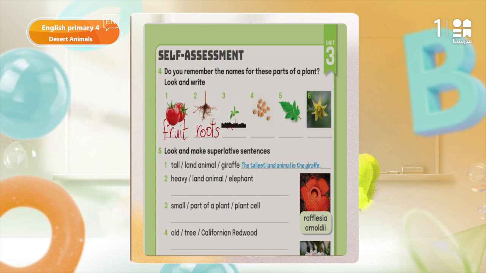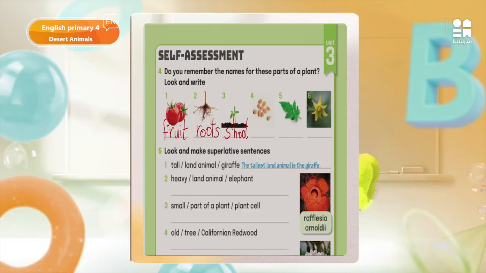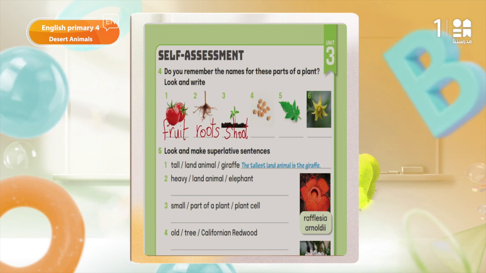So let's write together shoot. Number 4, this is the part we plant in the soil. ده البارت اللي احنا بنحطه في السويل ويبتدي عملية الجيرمينيشن. What is it? Seeds. Very good. طب ممكن أقول seed؟ لا، عشان هم أكتر من واحدة، فأنا هقول seeds.